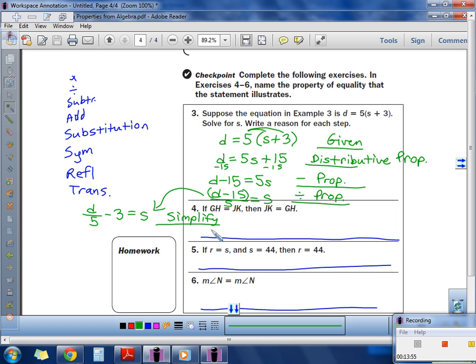All right. So the next part, and try to ignore the green writing. I'm just going to read the question. If GH equals JK, then JK equals GH. Which of these properties right here is going on? That is the what property? If you remember, RST 1, 2, 3. And the numbers were how many whats? Equal symbols. If you don't remember that, you're going to struggle with these easy ones. How many equal symbols did we have on number 4? 1, 2. 2 is S, and S is symmetric property of equality.